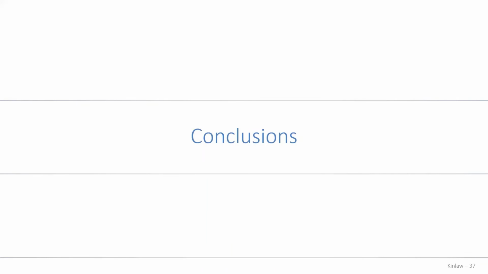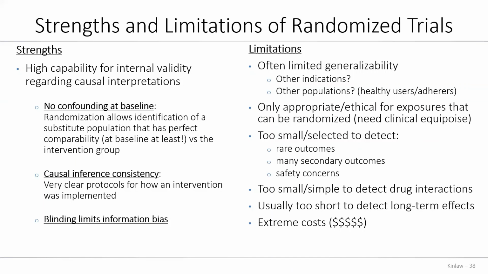I'll conclude this presentation by discussing some of the strengths and limitations of randomized trial designs. The most important strength of randomized controlled trials is that they have a high capability for delivering internally valid results when we're looking for causal interpretation. As discussed, the intention to treat approach confers all of the benefits of randomization at baseline, so that there is no confounding at baseline between the intervention and comparator group.